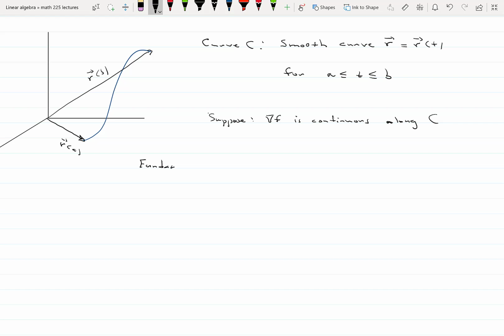I wonder if you can hear that ambulance going by. I could stop the video, but I'm not going to. Fundamental theorem for line integrals. Here goes my dog.